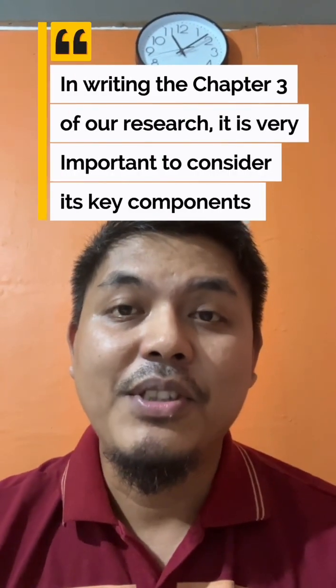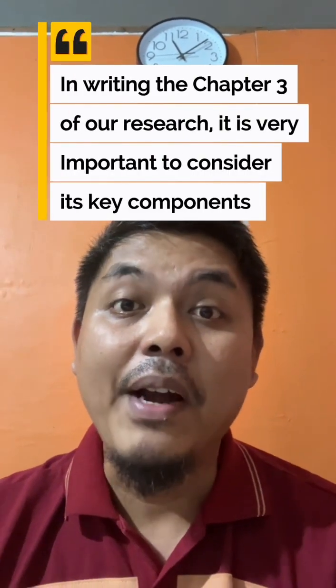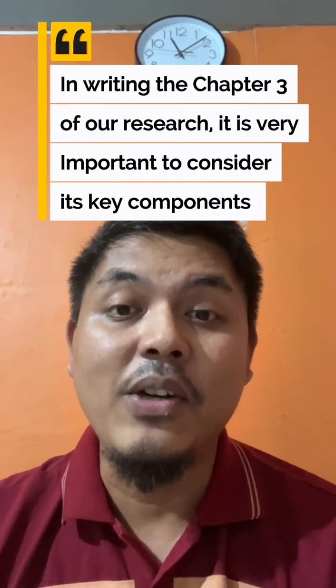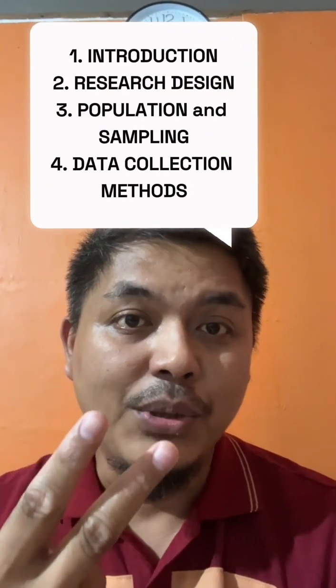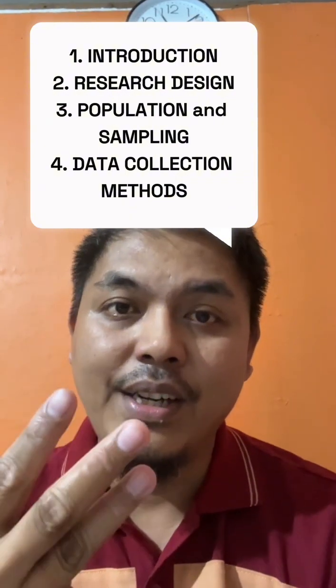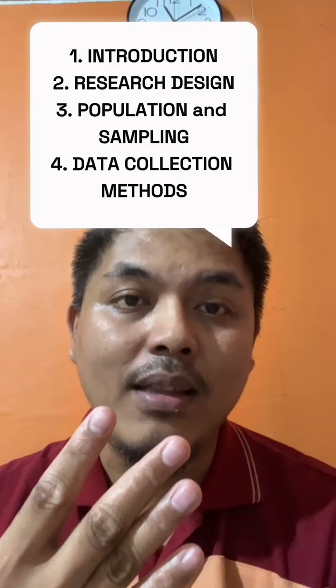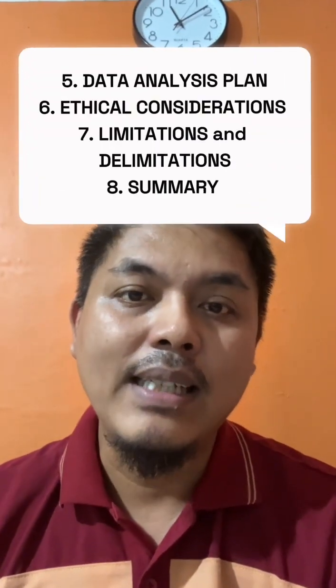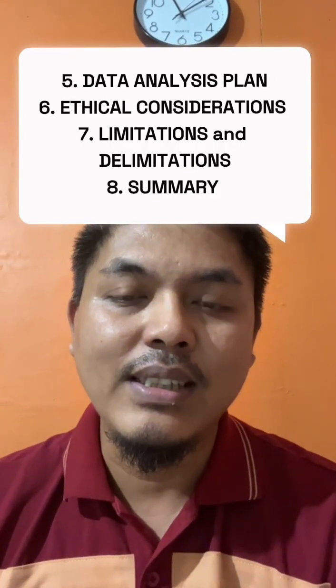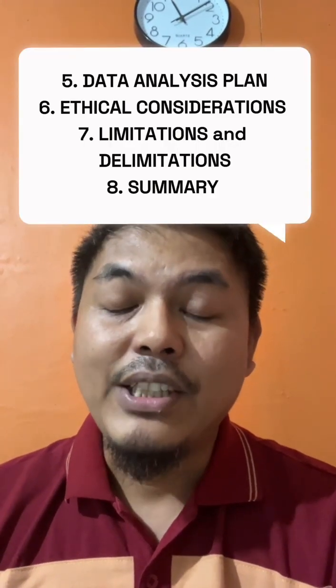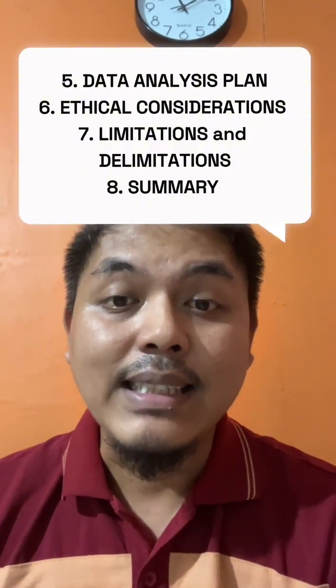In writing Chapter 3 of our research, it is very important to consider its key components. The key components of Chapter 3 are: 1. Introduction, 2. Research design, 3. Population and sampling, 4. Data collection methods, 5. The data analysis plan, 6. Ethical considerations, 7. Limitations and delimitations, and lastly, the summary.